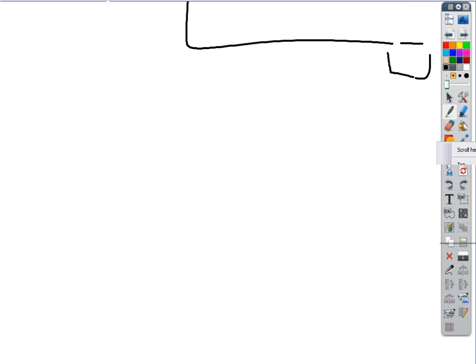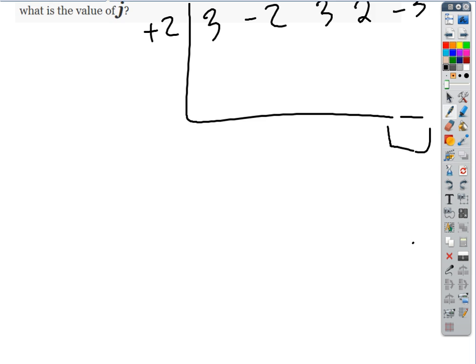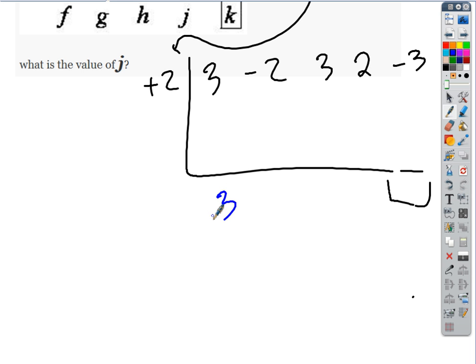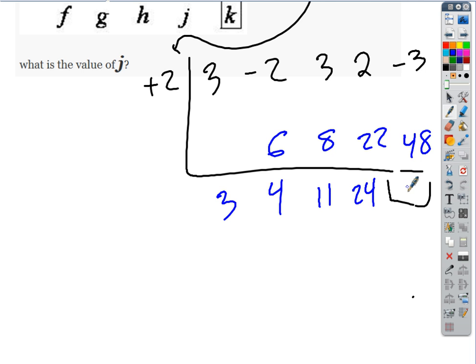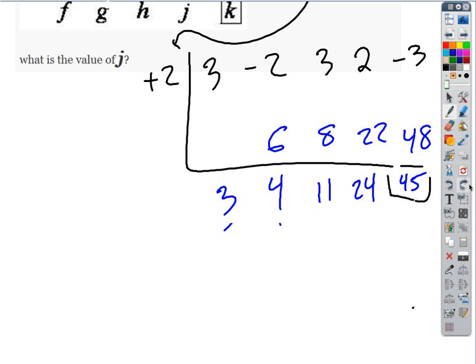Okay, what is this thing? So if we go through the process, bring down the 3, what goes there? 6. What goes there? 4. And then what, 45? And they wanted which one? They wanted J, which is that one. It's 24. That's all you have to do. That's it. You're just demonstrating for me that you can do synthetic division.